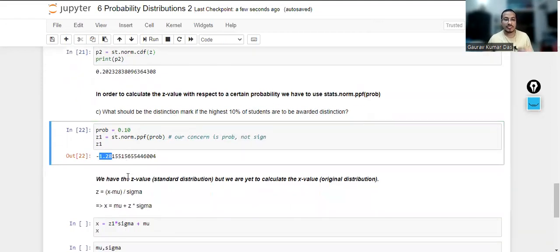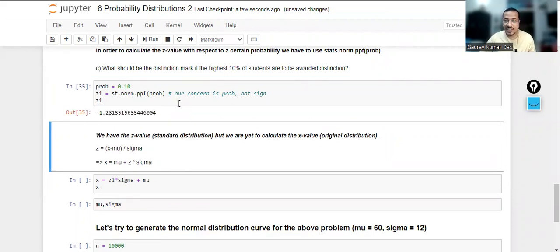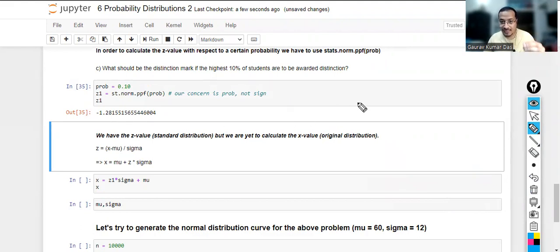Now when you calculate the Z value here, please notice, guys, that it is giving me a negative value, right? But we very well know that once I get this value of Z, the next step would be to calculate the X, because the question is asking me for the original data, in the original scale, not the Z scale. We're using the Z scale to get the value using the probability, but ultimately we have to convert it to X. So X will be what? Z into sigma plus mu, because my Z is equal to X minus mu by sigma, right?